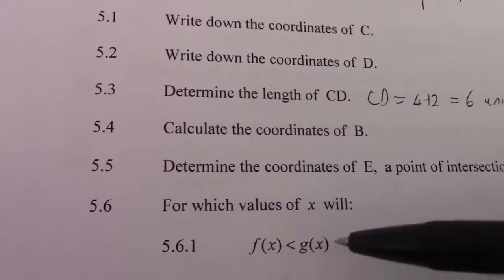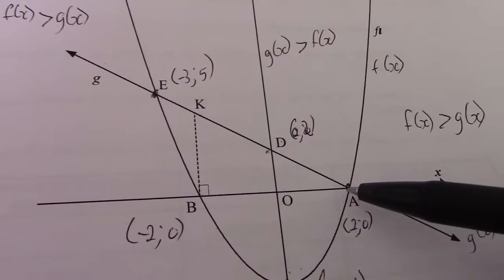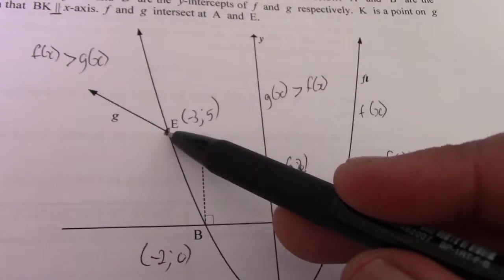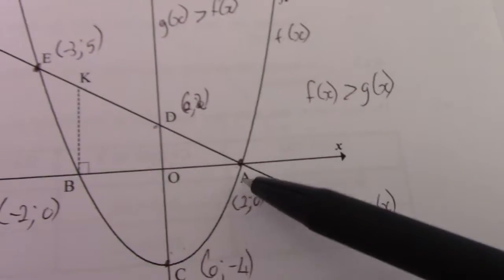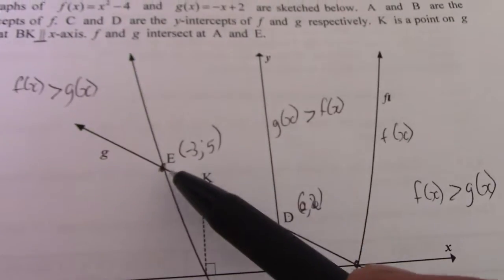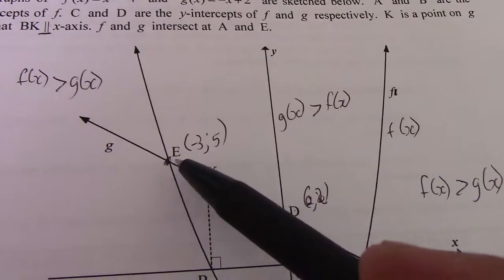Now they want where f(x) is less than g(x). So between the 2 points there, you see it's 2 and minus 3, my 2 x values. So my answer is simply x less than 2, x bigger than minus 3. So x less than 2, x bigger than minus 3. Hope you follow.